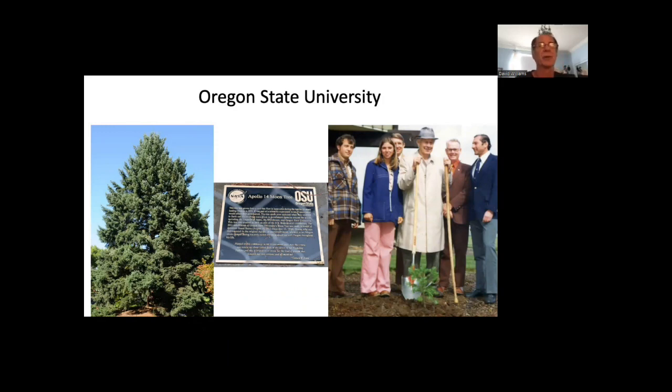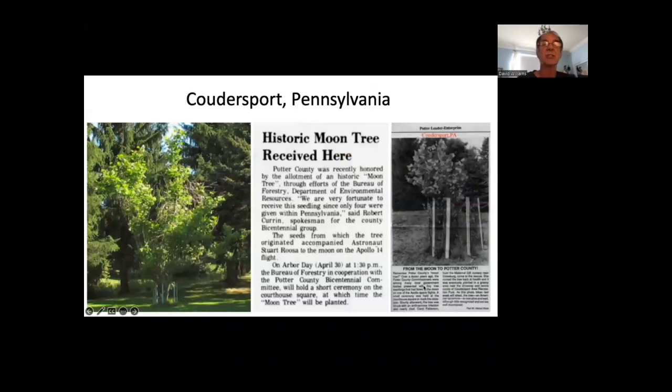This is one that was planted at Oregon State University, and I actually have a picture of the original planting, so you can see the original seedling when it was planted and how it looks today. And the other nice thing is they were planted at places that you've never heard of, little towns, little parks. Coudersport, Pennsylvania had a little celebration a year or so ago for their moon tree on the 50th anniversary of Apollo 14, and I got to take part in that virtually, and it was a lot of fun.